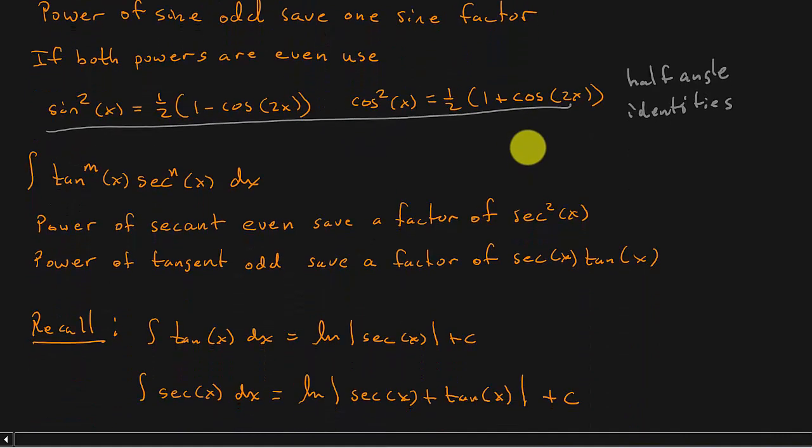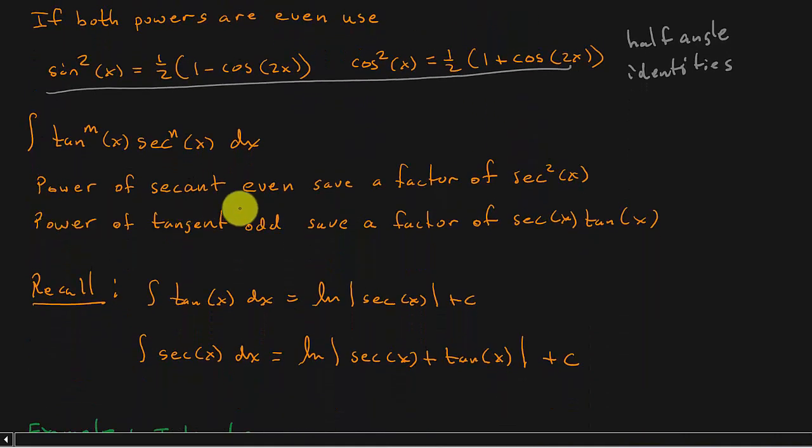And then if we've got tangent and secant, if the power of secant is even, save a factor of secant squared. If the exponent on your tangent is odd, save a factor of secant tangent.